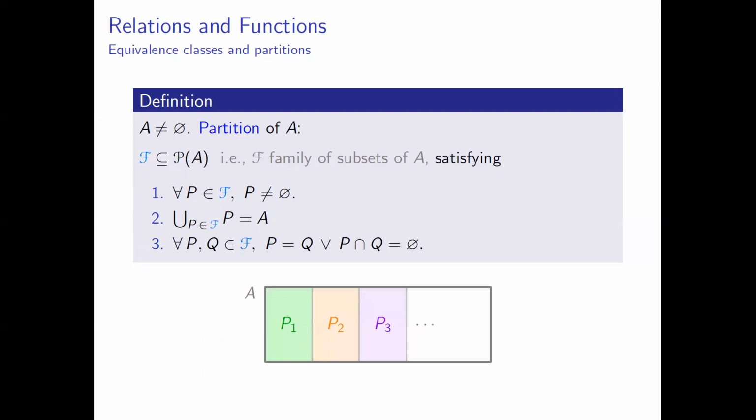This leads us to the following definition, which generalizes the above properties of A modulo R. A partition of a non-empty set A is a family F of subsets of A satisfying the following. First, every set in F is non-empty. Second, the union of all sets in F is equal to A. And third, any two sets in F are either equal or disjoint.